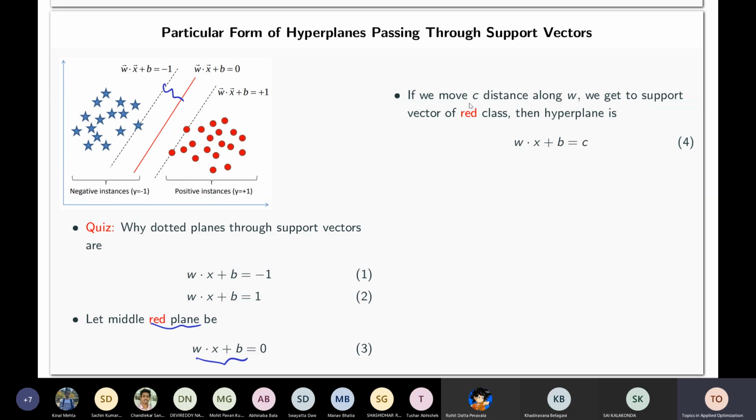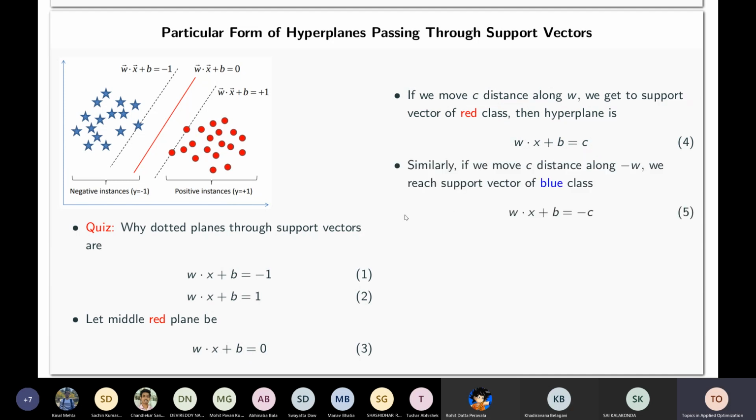So what we know is that if we move C distance along W, you can assume W whichever way you want. Let us fix W this way, right? So this is W. So we get a support vector of the red class. If we move C distance along W, we will hit this red class. Then the hyperplane will be Wx plus B equal to C. We move parallelly along the W direction, and we have a C positive value, right? And similarly, we can say something like this. So the dotted hyperplane will actually be this, right?